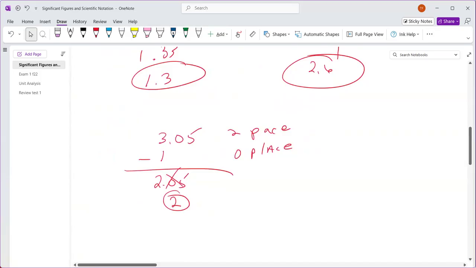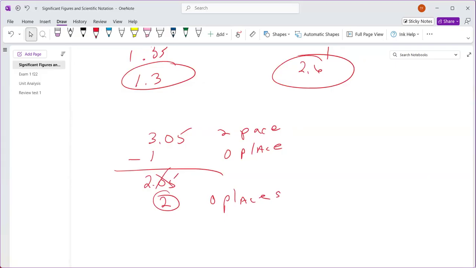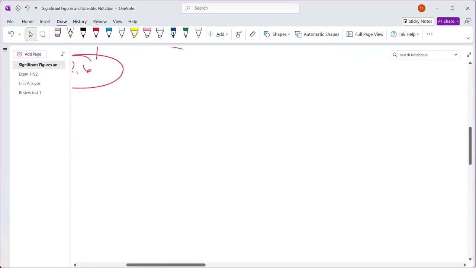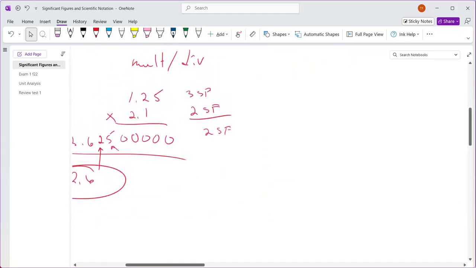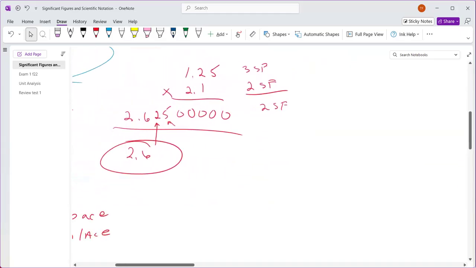On this one here, for example, we're subtracting. So this is two decimal places, 0 places. That means your answer is going to be 0 places past the decimal point.